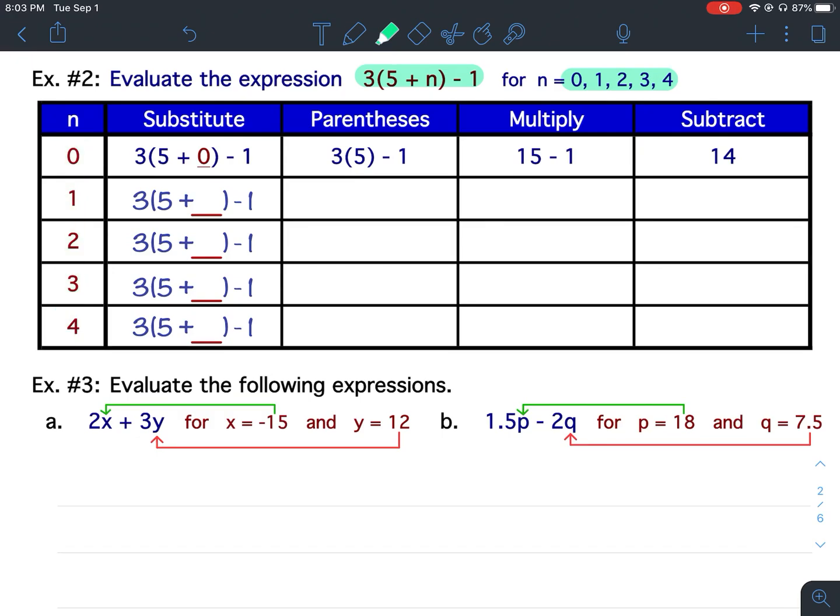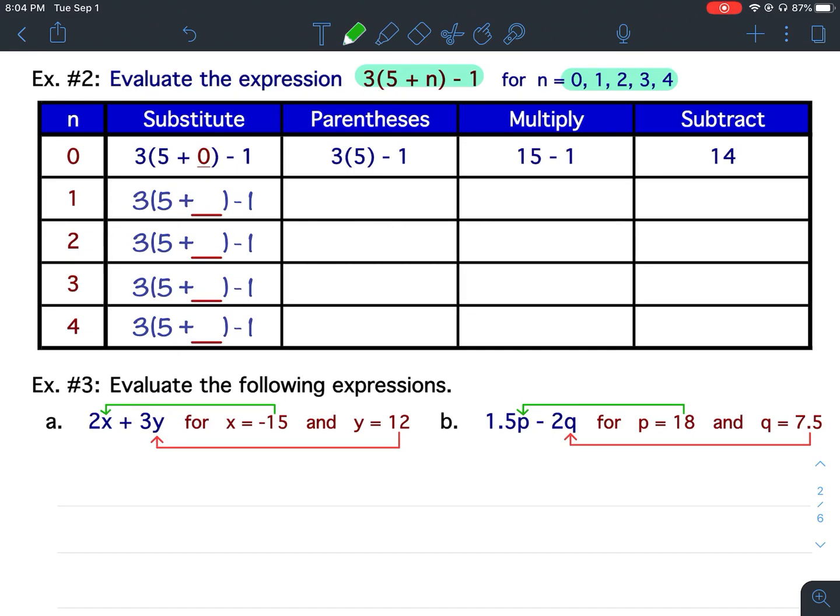So I plugged in 0 for the variable n, and I followed my order of operations. Order of operations means I need to do what's inside the parentheses first. 5 plus 0 is 5. Then I need to multiply. 3 times 5 is how I got the 15. And last is to subtract. 15 minus 1 is how I got 14.